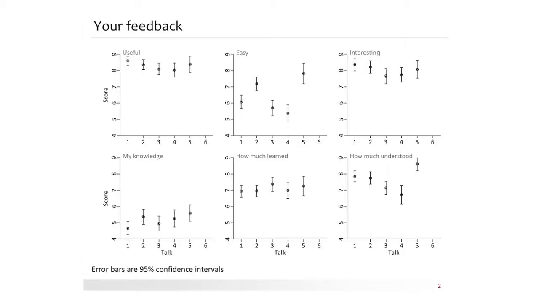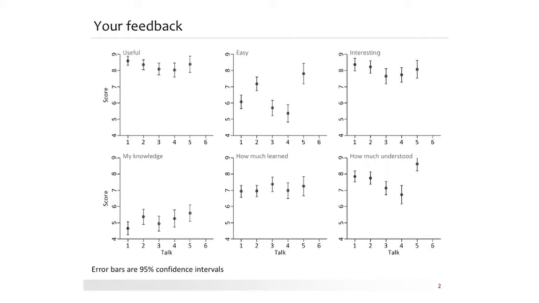Right, this is also statistics and error bars. So this is your feedback from previous 5 talks: how useful the talk was, how easy, interesting, your own knowledge, how much you learned and how much you understood. They are all scaled to the same scale. Each point is the mean, and the error bar is a 95% confidence interval. So you now know exactly what these are. That's quite interesting to see. Well, you find it usually useful.